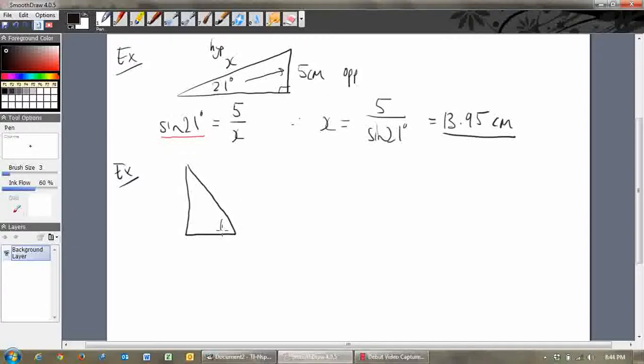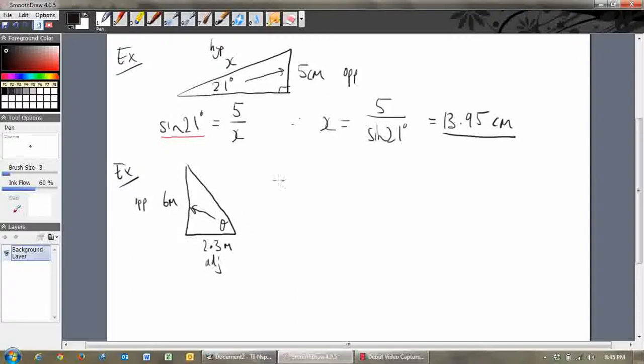Something like this. And let's say we're looking for this angle theta, and we know, let's say this is 6 meters here, and this is, it doesn't matter, 2.3 meters down here. Okay, so what is this angle here? What we're looking for is we know the opposite. We've got the opposite of the angle that we're looking for, and we've also got our adjacent down here.